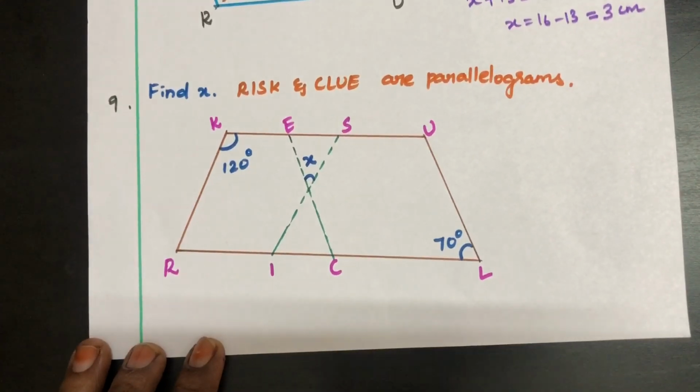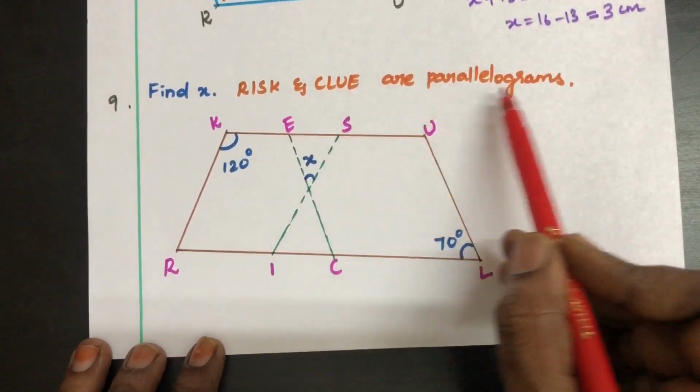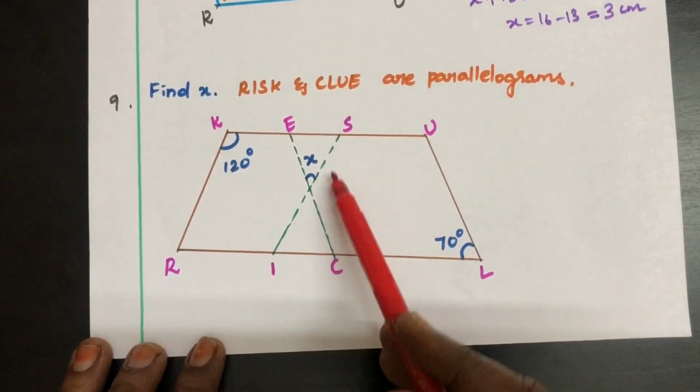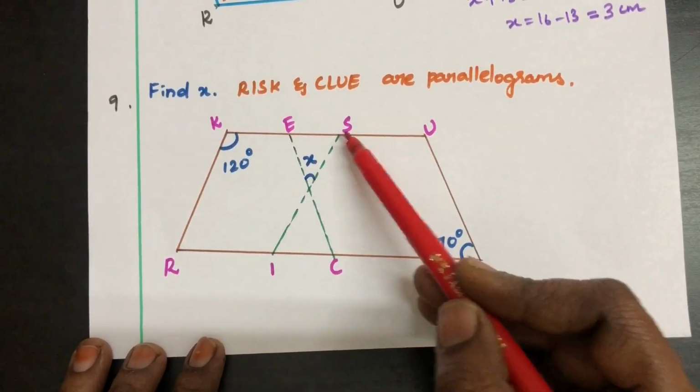Ninth question, find x. RISK and CLUE are parallelograms. See, overlapped parallelogram. R-I-S-K, RISK.